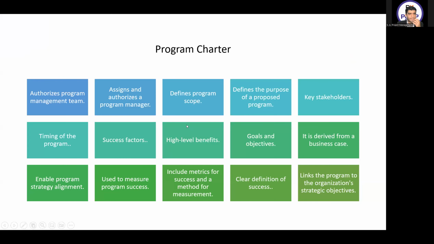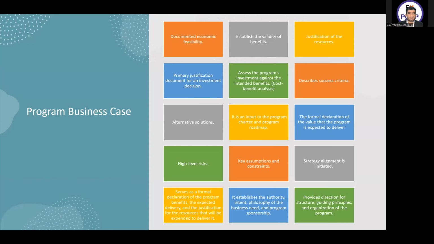In the business case, I have heard it contains only constraints, not assumptions. But the program charter contains both assumptions and constraints. No, this is the same thing. And the second thing. Okay, let me answer this. In every document that is made under the PMI, whether it's business case, program business case, project business case, charter, everything, high level risks, assumptions, and constraints are in every document.